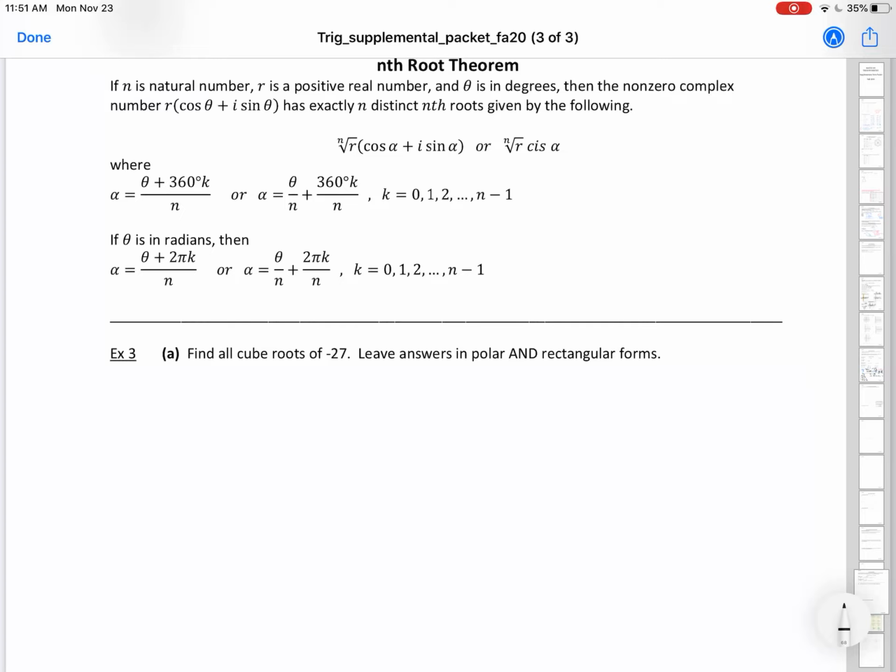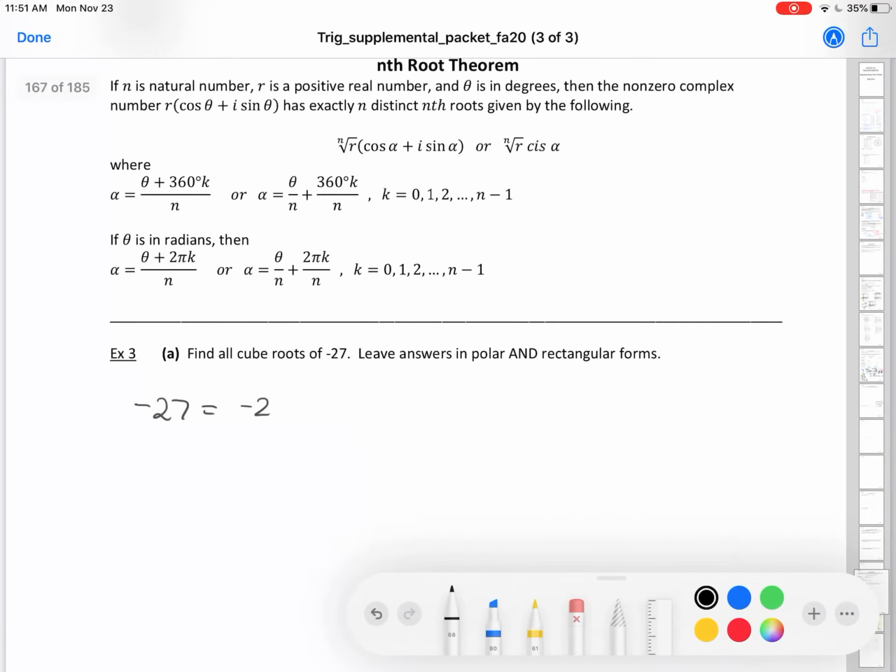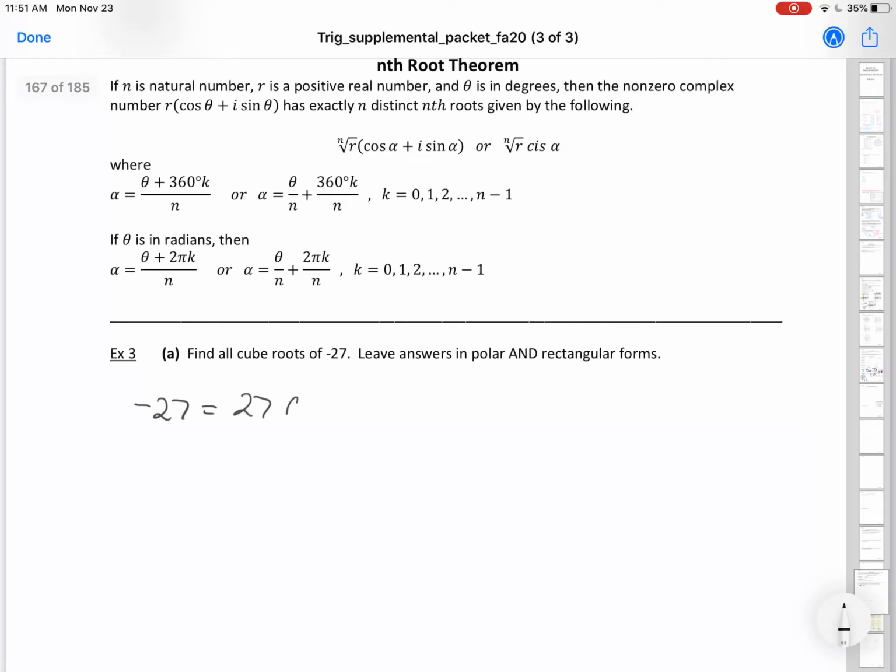So now they want us to find all the cubed roots of negative 27, leave answers in polar and rectangular forms. Okay, so what are we going to do? First thing we're going to do is recognize what negative 27 is in its polar form. It is 27 CIS 180 degrees. Do you see that? Negative 27 would be out here, right? 27 marks away, and it would be this line right here. That's 180 degrees. That's the best way to find it.